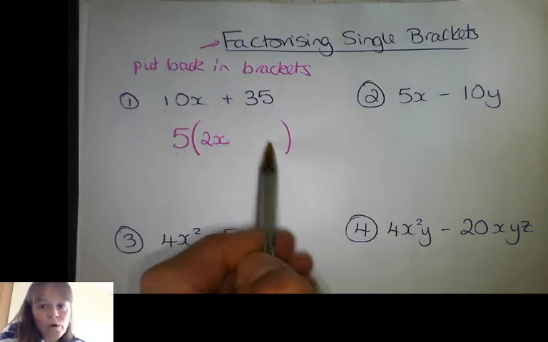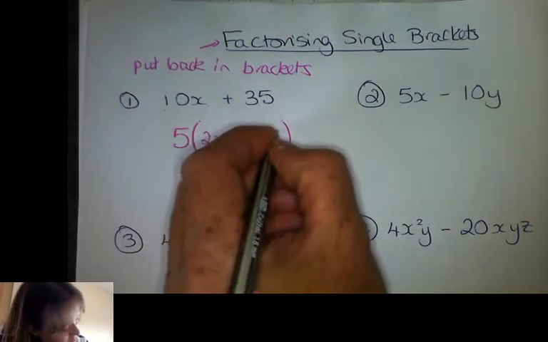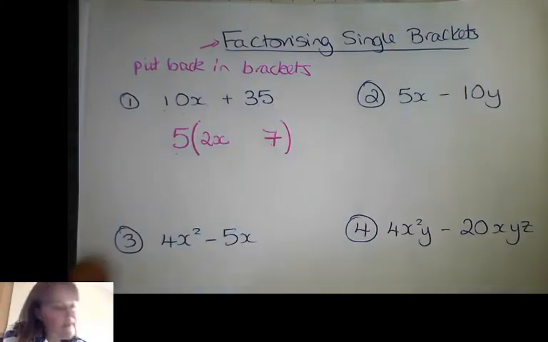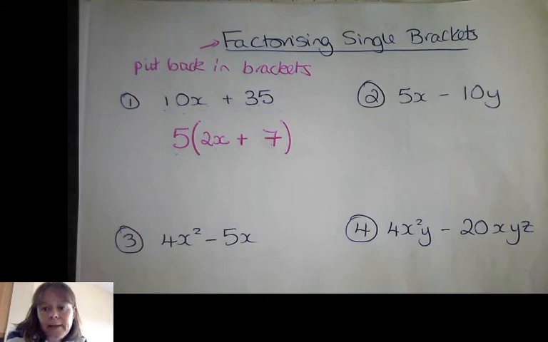5 times what gives me 35? So I think 5 times 7 gives me 35. And everything's positive, so I'm just going to match that positive sign in the middle there.